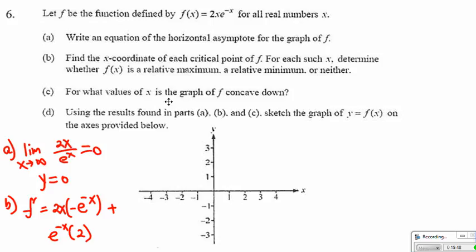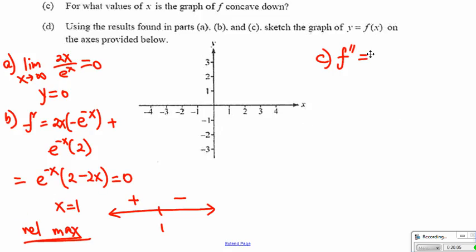Now, for what values of x is the graph concave down? Concavity will be found by the second derivative. That means I'm going to calculate one more time from here. So we have e to the negative x times the derivative of this expression, which will be negative 2, and then plus 2 minus 2x times the derivative of that, which would be once again negative e to the negative x.